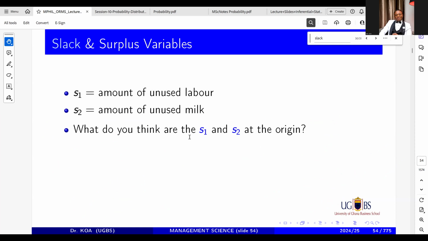Now, what do you think are the values of the slacks at the origin? Remember that at the origin, you are not producing anything, because x1 is 0, x2 is 0. So what do you think are the values of the slacks at the origin? Who can tell me? Raise a hand and tell me.